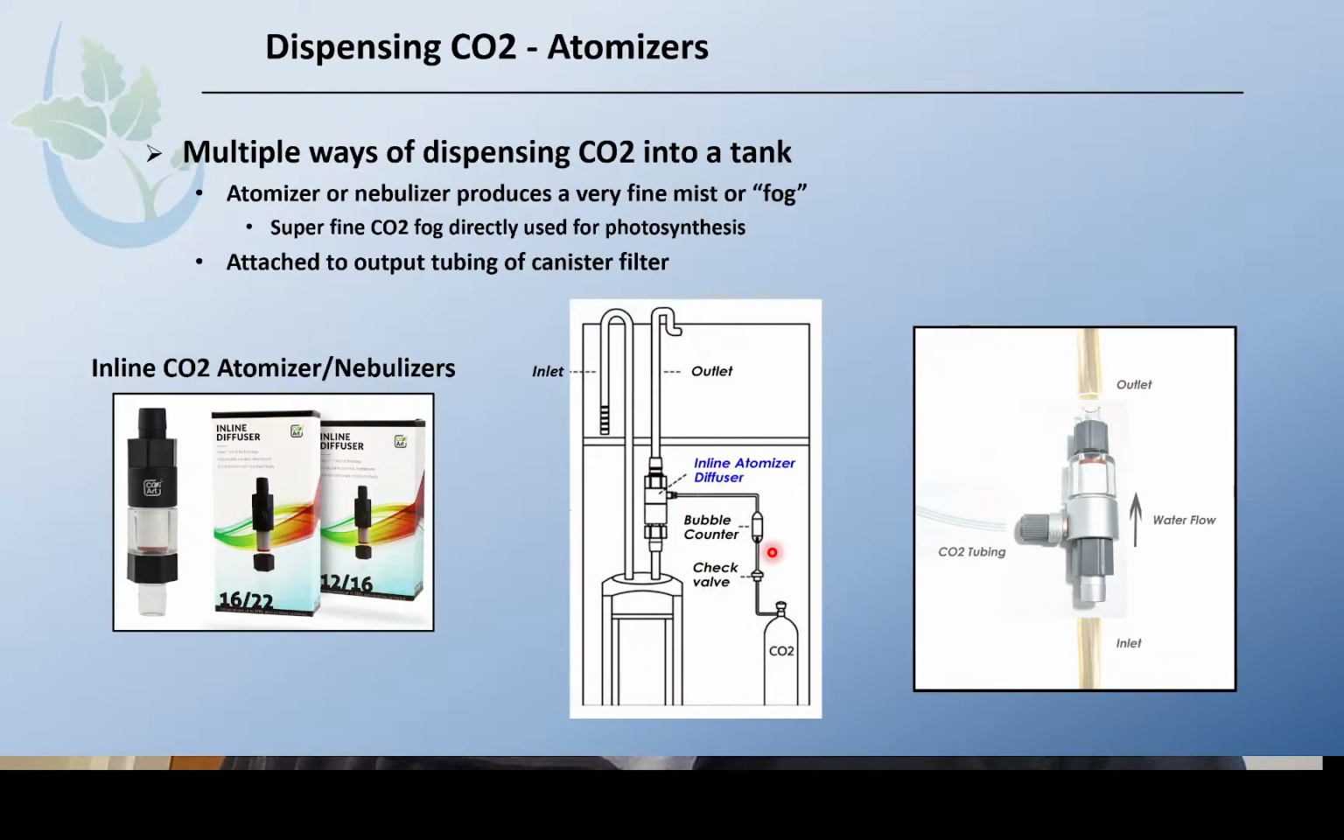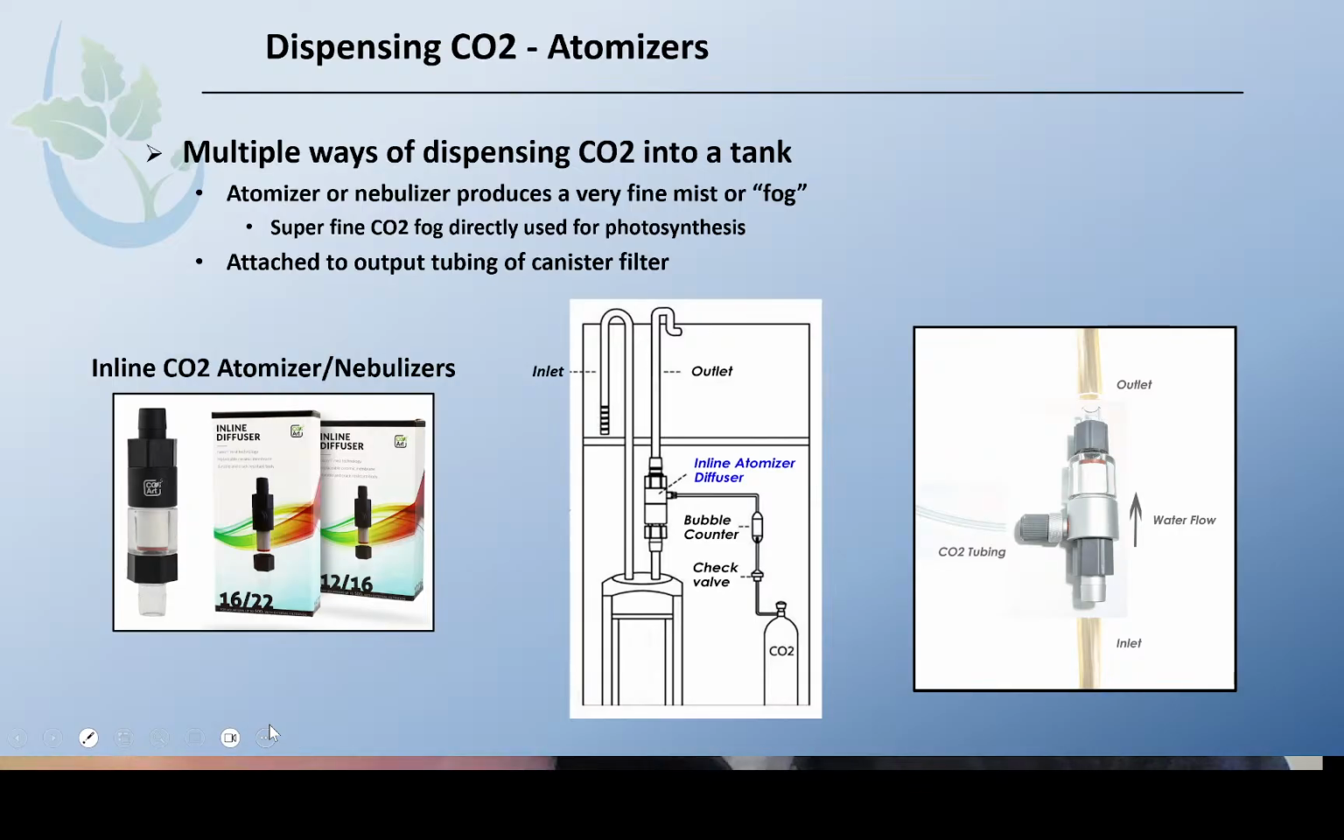It attaches to the output, right here, output of your canister filter. So this is one that you have to have additional equipment for. If you look at this thing as it goes around, there are two sections where the tubing attaches, and as the filter pushes the water out, it'll push the atomized CO2 out into the tank. Same thing, it's going to push it around the tank.